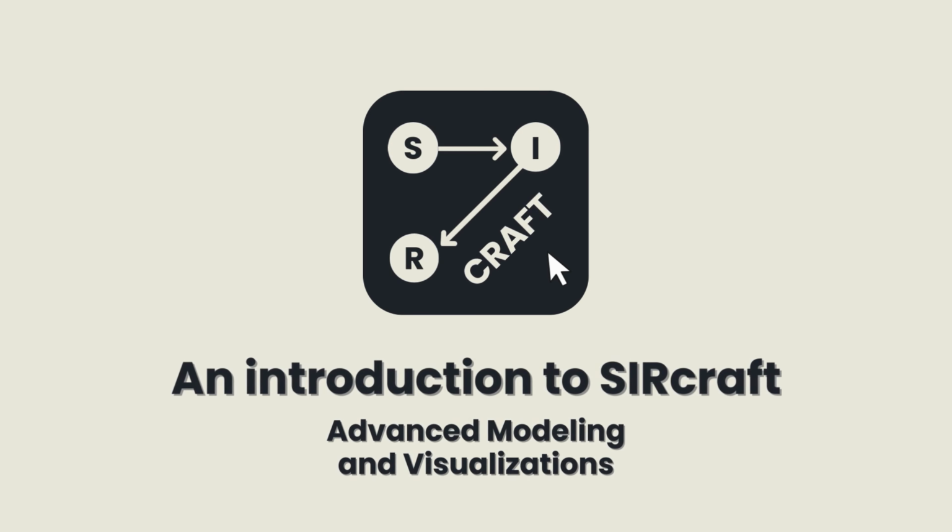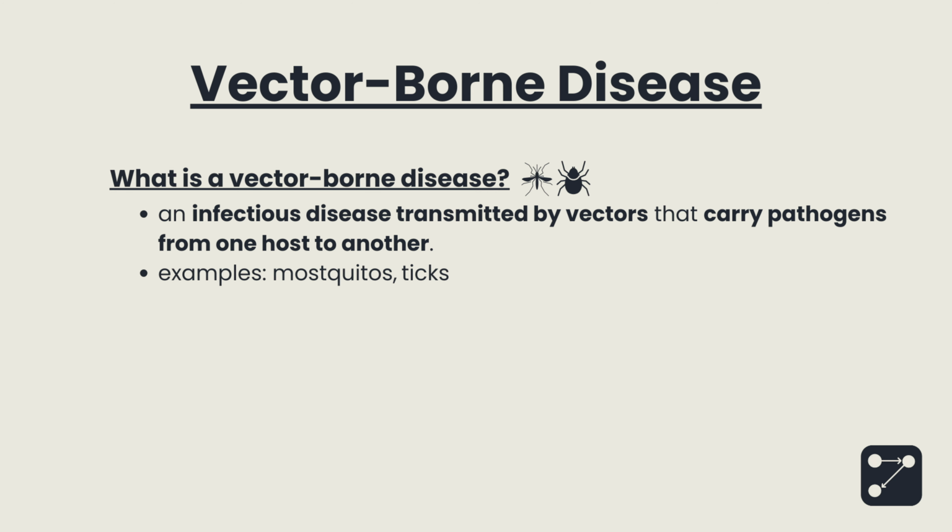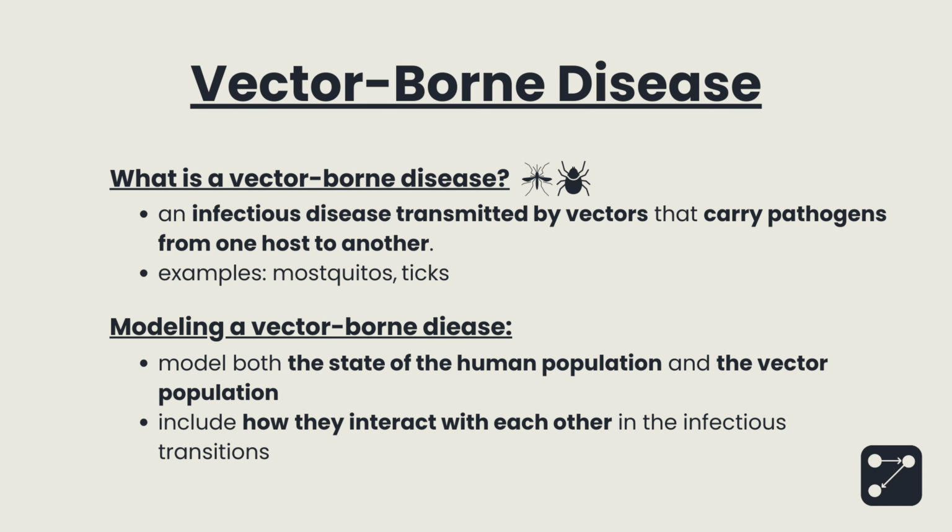Hi everyone! In this video, we will learn how to create a compartmental model for a vector-borne disease, model a public health intervention, and analyze the impact of it on disease transmission dynamics. A vector-borne disease is an infectious disease transmitted by vectors, such as mosquitoes or ticks, that carry pathogens from one host to another. When modeling a vector-borne disease, it is important to not only model the state of the human population, but also the vector population and include how they interact with each other in the infectious transitions.